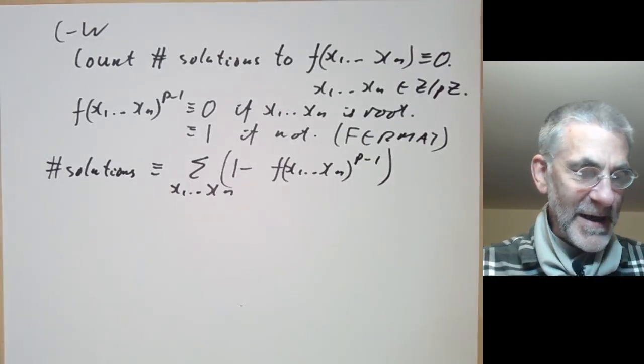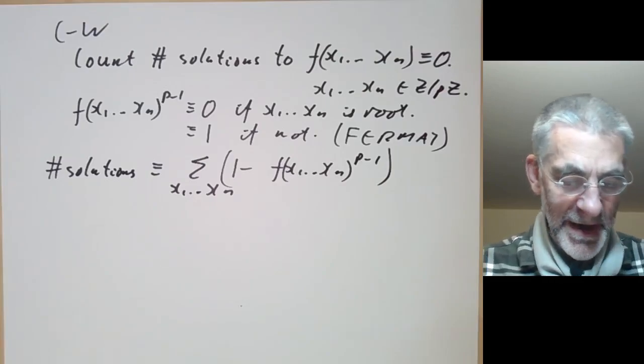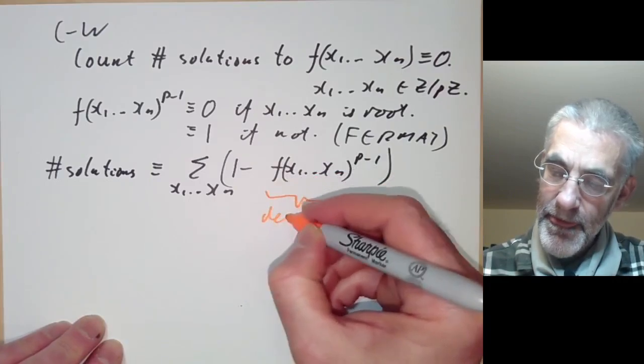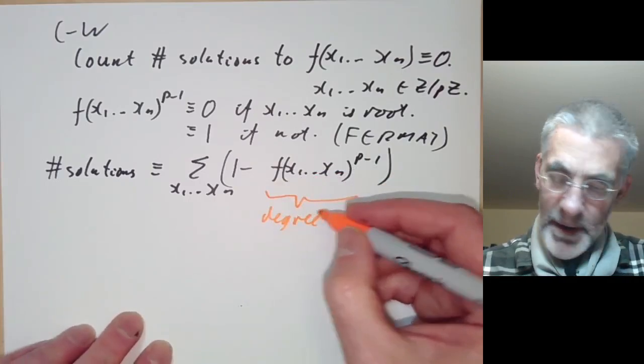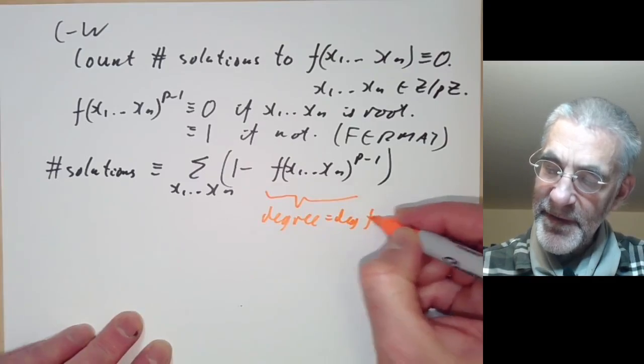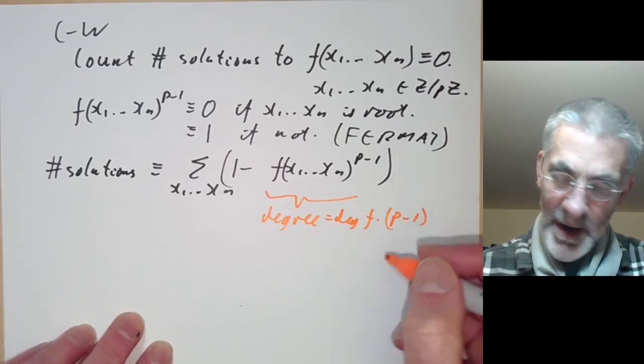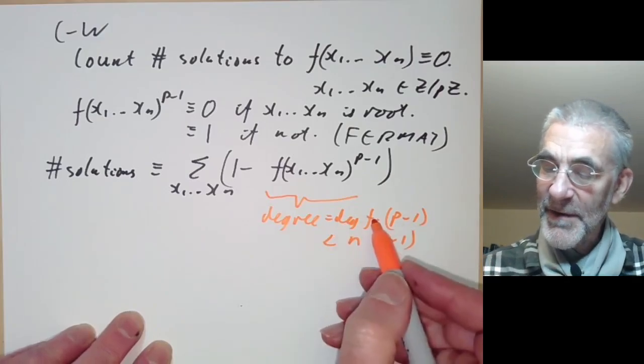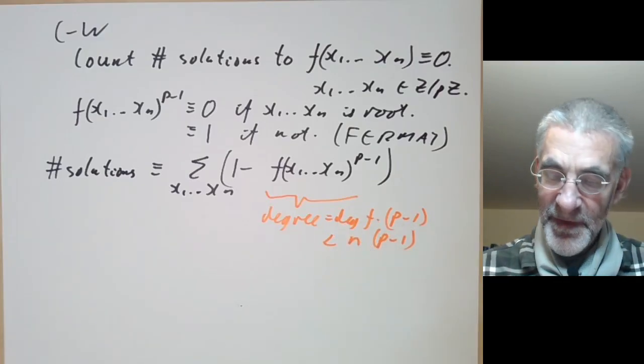And now let's take a look at this bit here. So here the degree is equal to the degree of f times p minus 1, which is less than n times p minus 1, because we assume the degree of f is less than the number of variables.